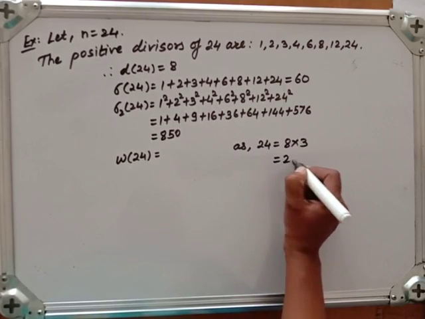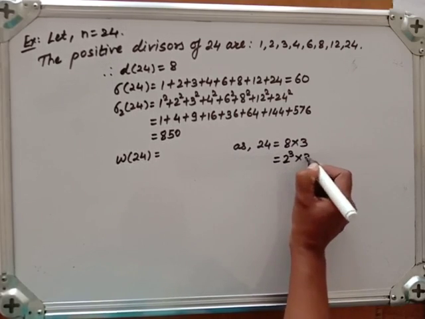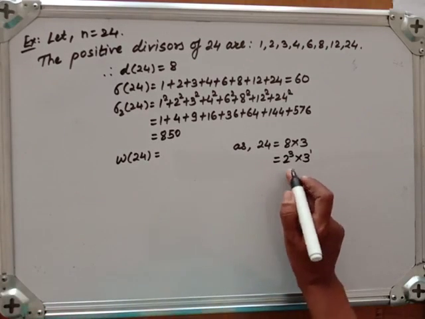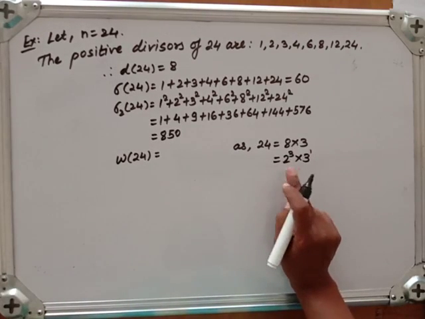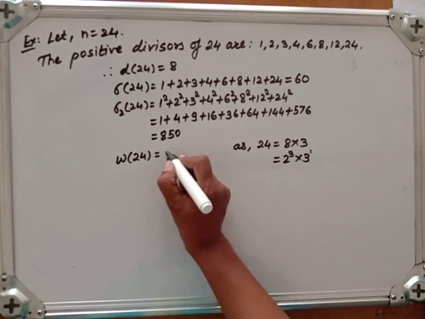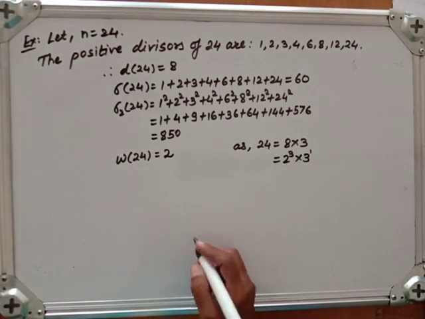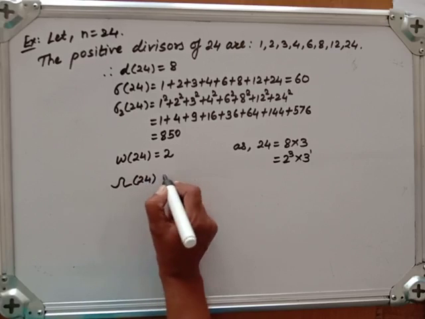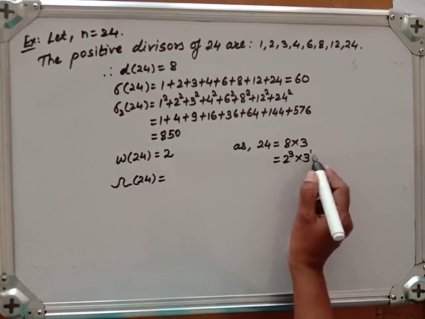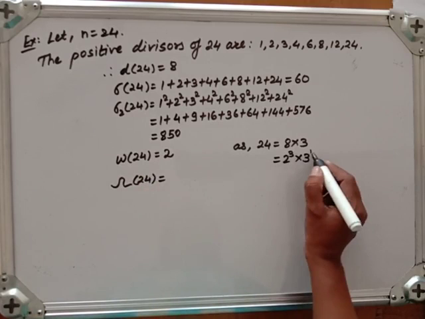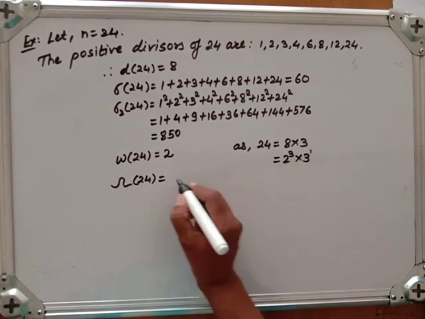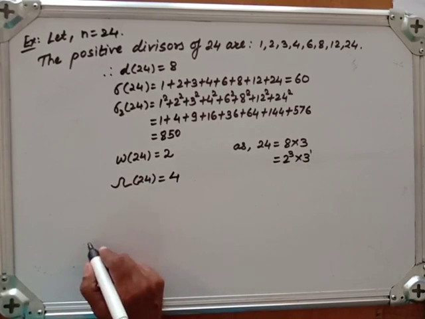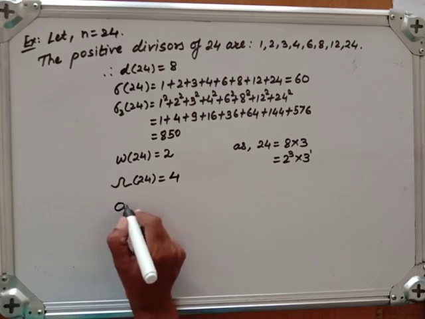So it is 2 cube into 3 raised to 1. So how many primes are there? Only 2. 2 and 3. In the factorization, 2 primes are there. Now capital omega of 24. Capital omega of 24, how many times do these occur? So 2 occurs thrice and 3 occurs once. So we have to add these. So that will be how much? 4. Now what is phi of 24?